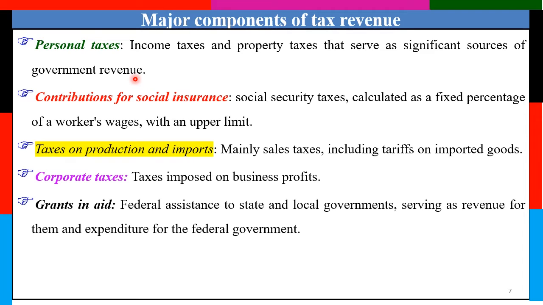Another element of the components of the tax is contribution for the social insurance. That means social security tax calculated as a fixed percentage of workers' wage, which has an upper limit. Tax on production and imports, mainly sales tax, including tariffs on the imported goods. The fourth component of the tax is corporate tax imposed on business profits. And the last one is, again, the grants in aid, that means federal assistance to the state and the local governments.